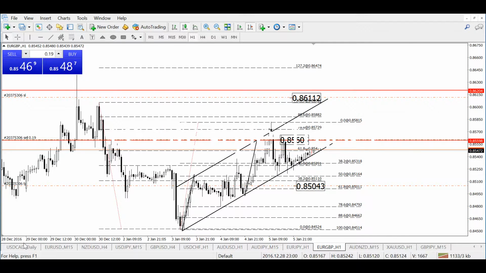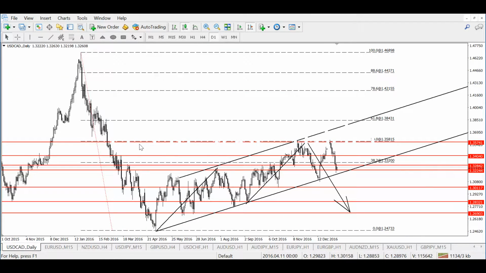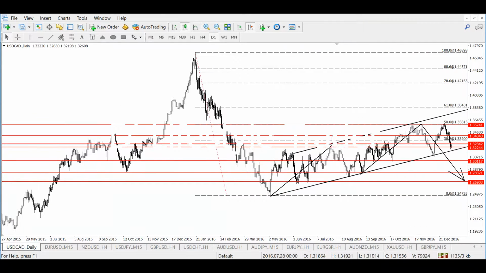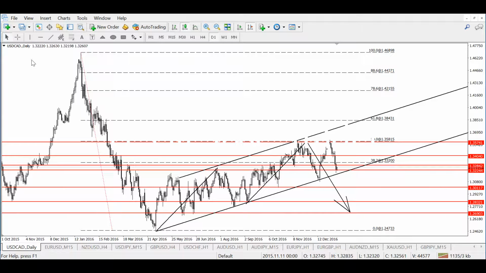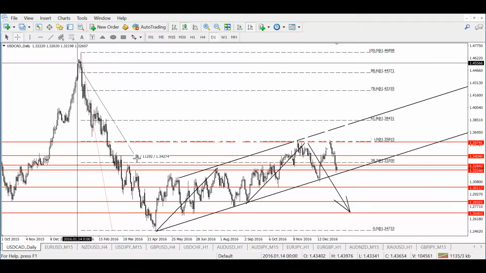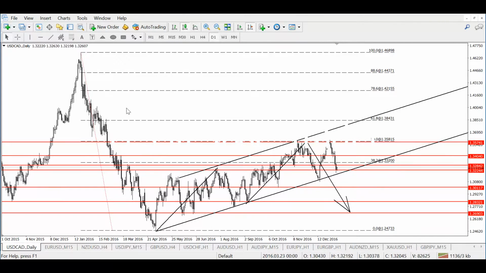Alright, so without further ado, let's kick off with the dollar against the Canadian dollar. I thought that there's something pretty interesting to share right here. Now we can see that the price for the dollar against the Canadian dollar in the day chart has been on the downtrend. That's most definitely.